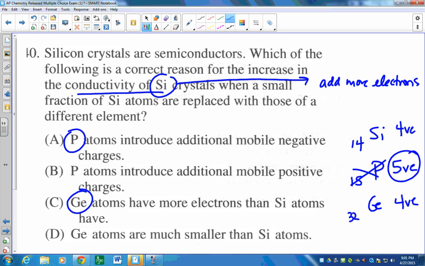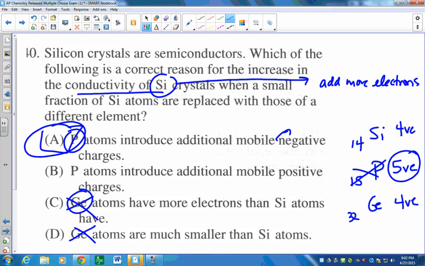What would you replace it with? P atoms introduce additional mobile electrons. That's interesting because that's what a metallic bond is. I'm pretty sure that A is the answer. You don't have mobile positive charges. Positive charges don't move, negative charges move. Ge atoms have more electrons than Si atoms. That's true, but all bonding occurs in the valence shell, so it doesn't matter. They have the same number of valence electrons, and germanium atoms obviously are not smaller than silicon atoms. So I think the only answer that makes sense, if you understand metallic bonding, is on 40, A.